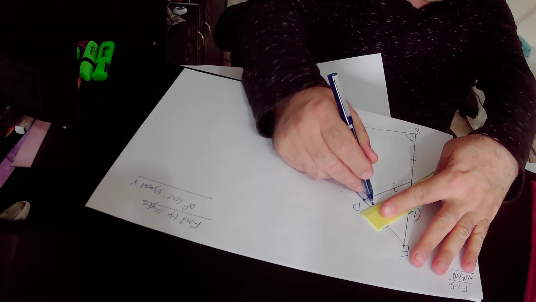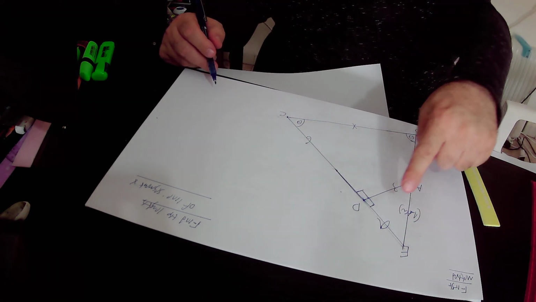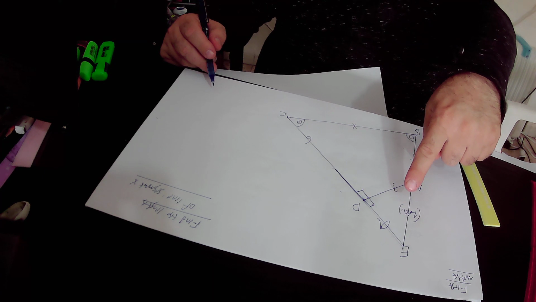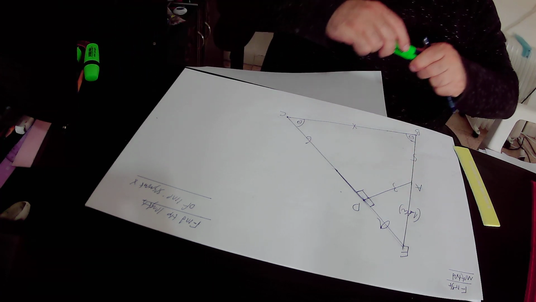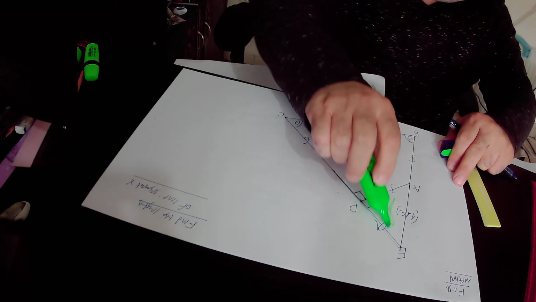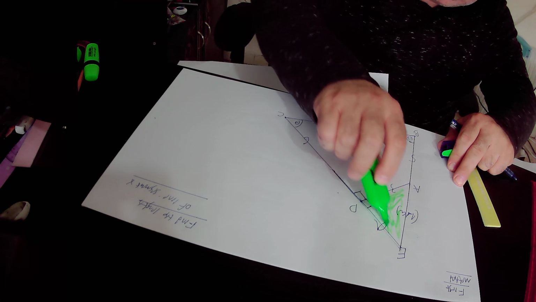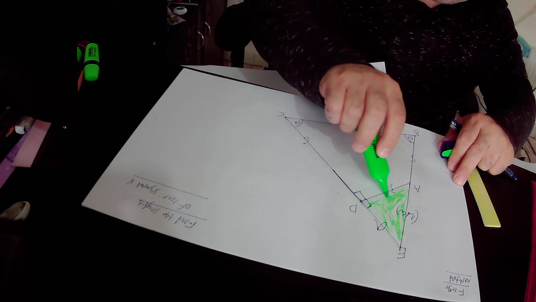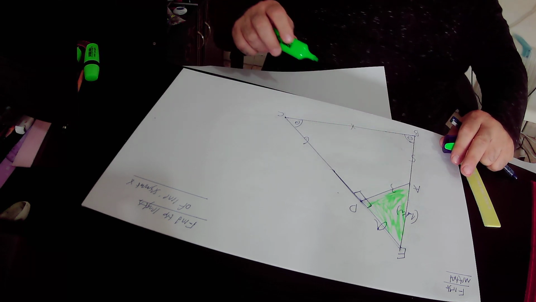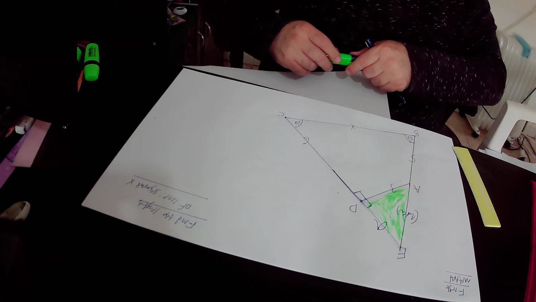Actually, because angle ADE equals 90 degrees, it means that triangle ADE is a right triangle. This green triangle, triangle ADE, is a right triangle. So we can implement the Pythagoras theorem on the green right triangle EDA.